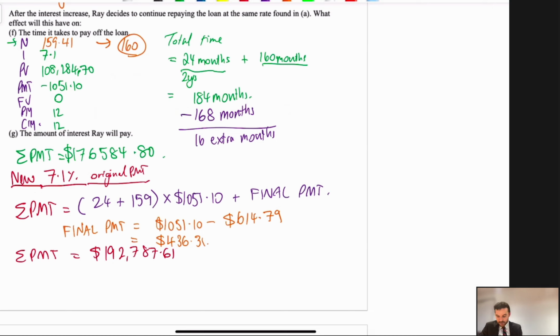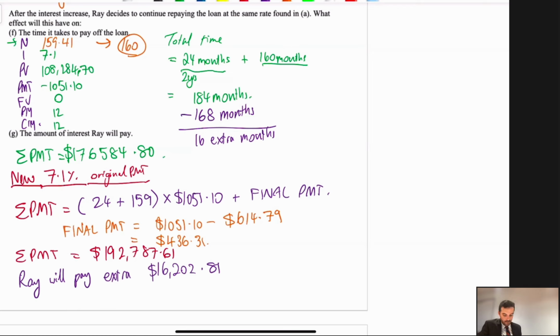So what's the effect? Well, the effect is we take one away from the other. So we can say that Ray will pay an extra $16,202.81.